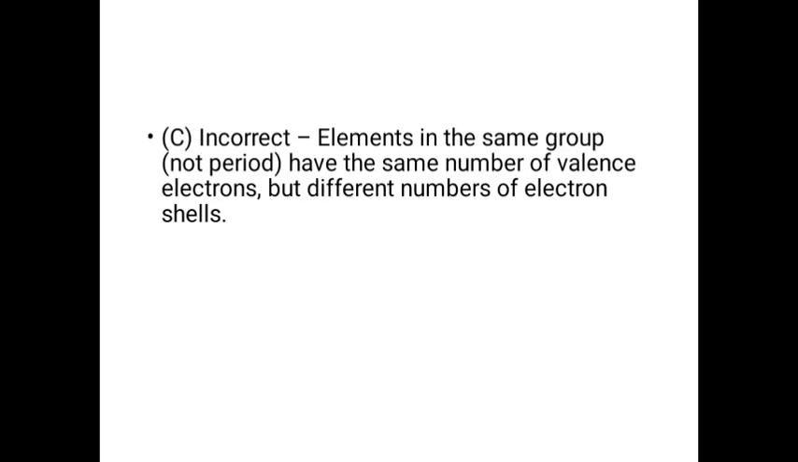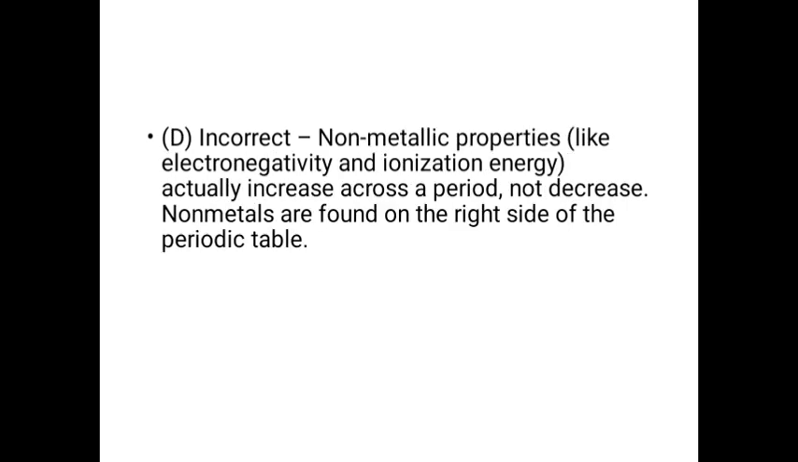Now, C is incorrect because elements in the same group have the same number of valence electrons, but they don't have the same number of electron shells. The same number of electron shells is seen in elements in the same period, not elements in the same group. Elements in the same group have the same number of valence electrons, but they don't have the same number of electron shells. Now, D is incorrect because non-metallic properties actually increase across a period, not decrease.